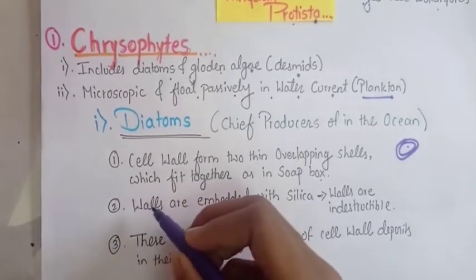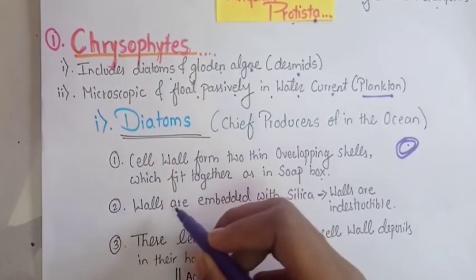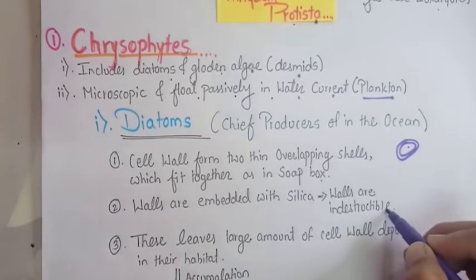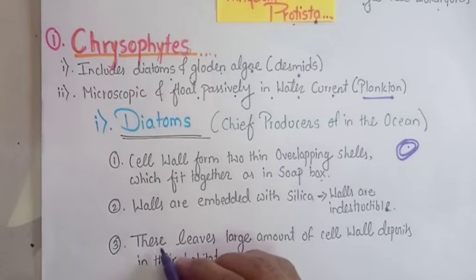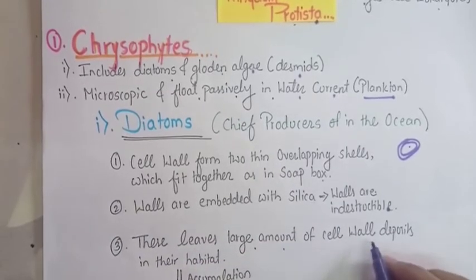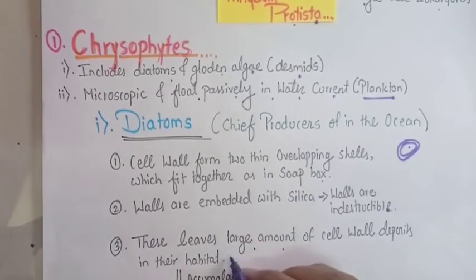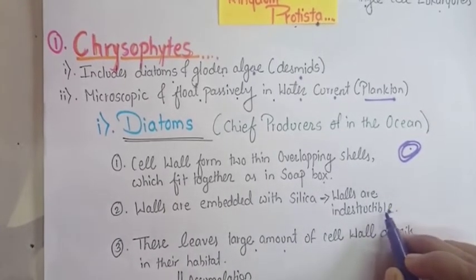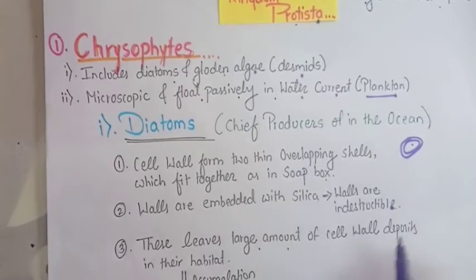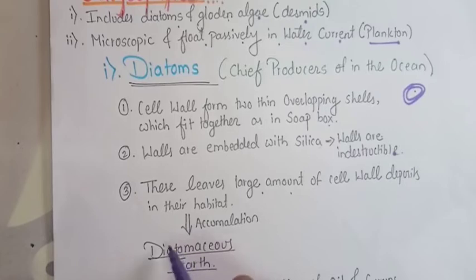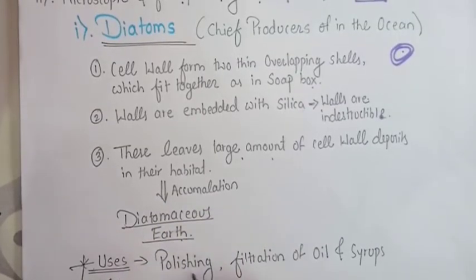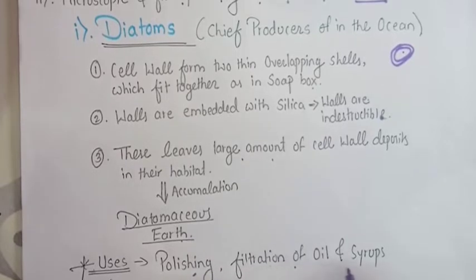The second point to remember about diatoms is that the walls are embedded with silica. Therefore, the walls are indestructible. And the third point is that they leave large amounts of cell wall deposits in their habitat, and since these contain silica and are indestructible, after a long time they remain as they are in the habitat and their accumulation forms diatomaceous earth. Its uses are in polishing, and filtration of oils and syrups.